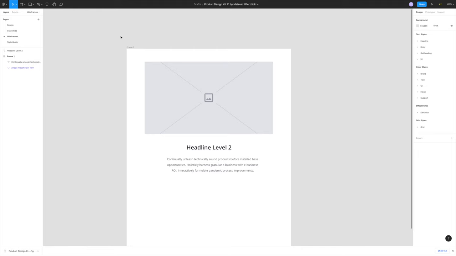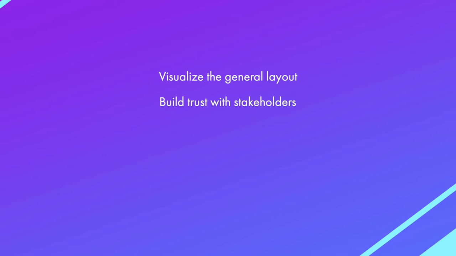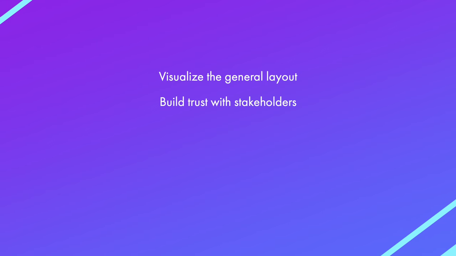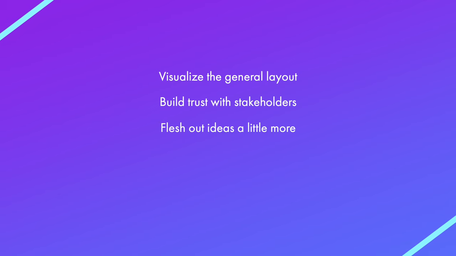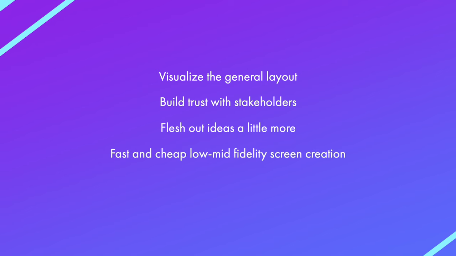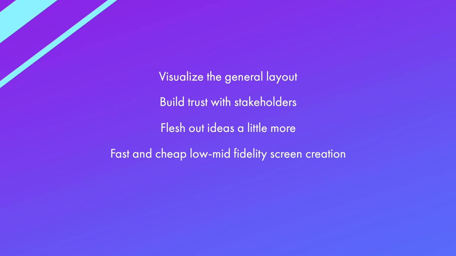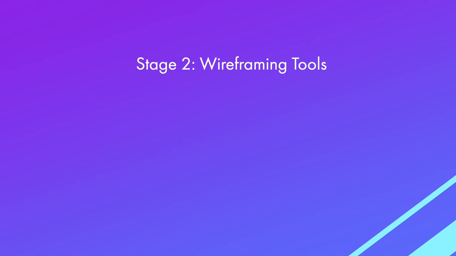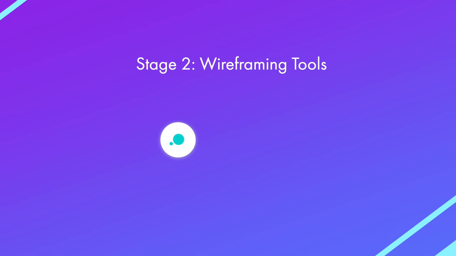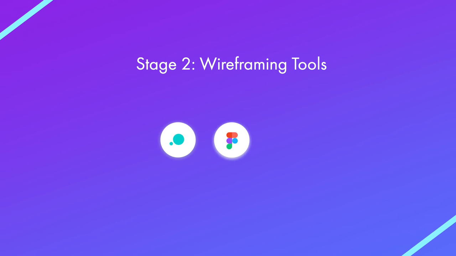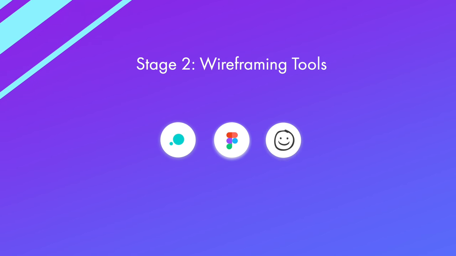The purpose of this stage is to visualize the general layout. It's to build trust with stakeholders and help them see those initial ideas a little bit more fleshed out before moving on. It's a fast and cheap way to create initial ideas in a little bit more depth or to show low or mid-fidelity screen designs. Some great tools for this are things like Justinmind's free wireframing tool, existing wireframe kits that you can use in your design apps, or something like Balsamiq.